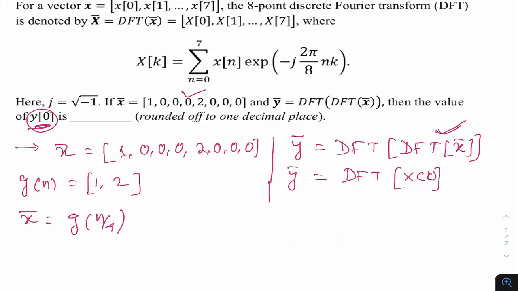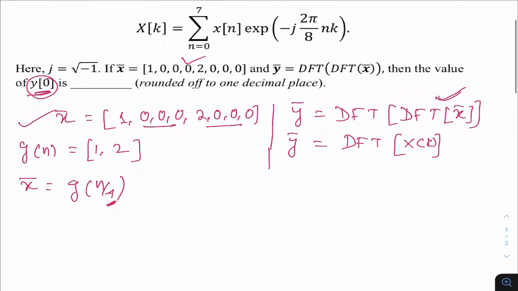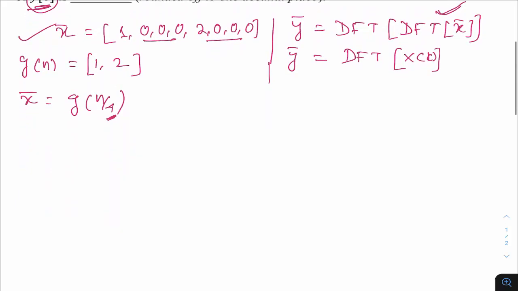if g of n is 1, 2, then this x is nothing but g of n by 4. Because if it is n by 4, after each sample of g of n, you have to put 4 minus 1, 3 zeros. That's why 1 0 0 0 and 2 0 0 0. Okay, so you see how I am proceeding with this one.